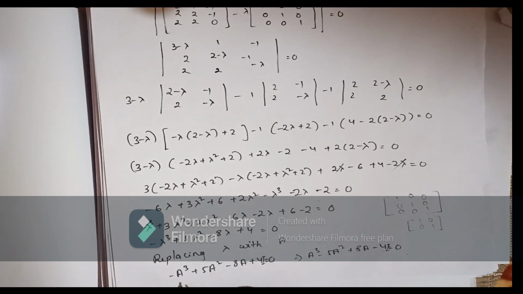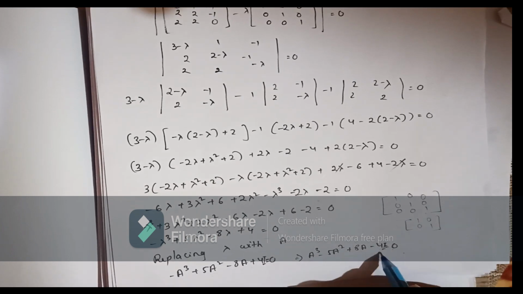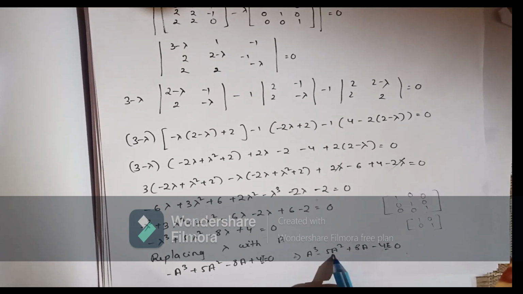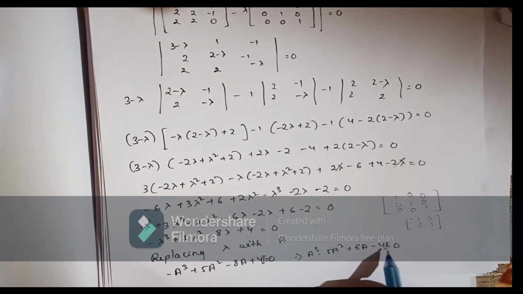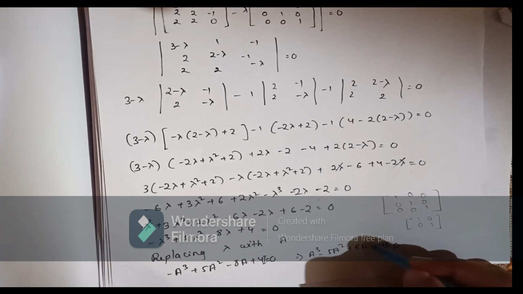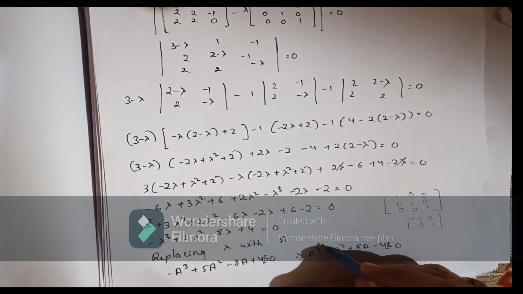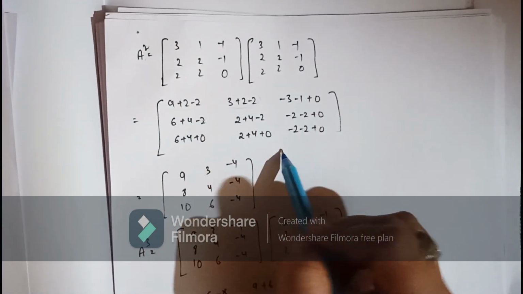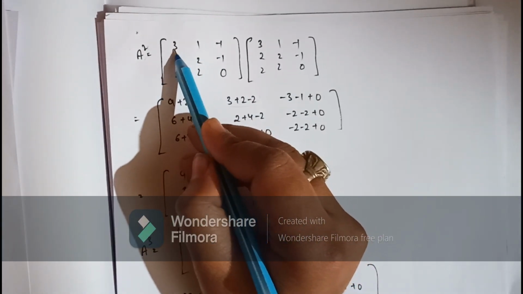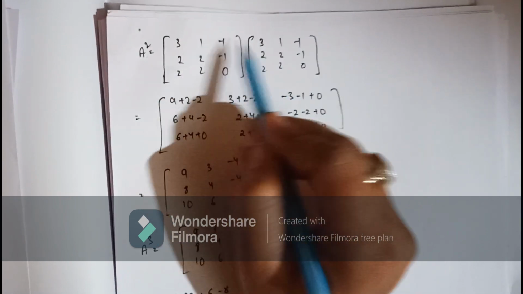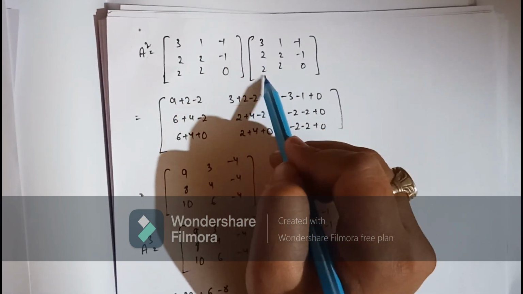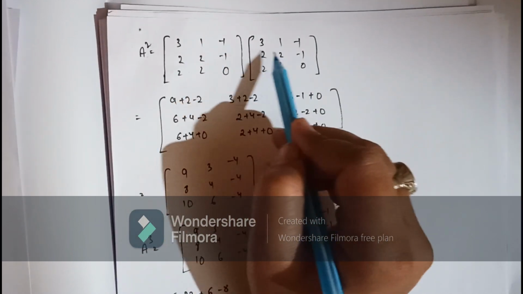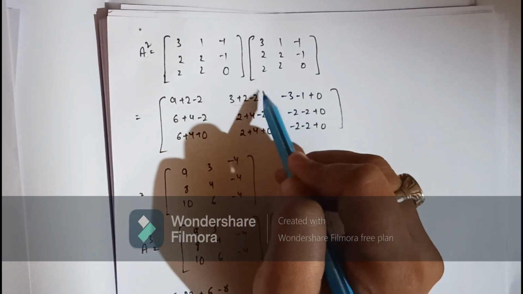Replacing lambda with A, we get this much. So this is my LHS, and in the LHS there is A to the power 3, 5A square and 8A minus 4I. Now we have A, but we don't have A square and A cube, so we have to find these two first. So this is A square, how I found it. Now you know how to multiply: first row, first column, 3 multiply 3, 1 multiply 2, minus 1 multiply 2. Similarly 3 multiply 1, 1 multiply 2, minus 1 multiply 2.